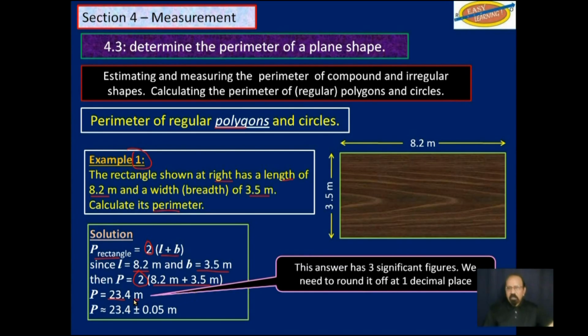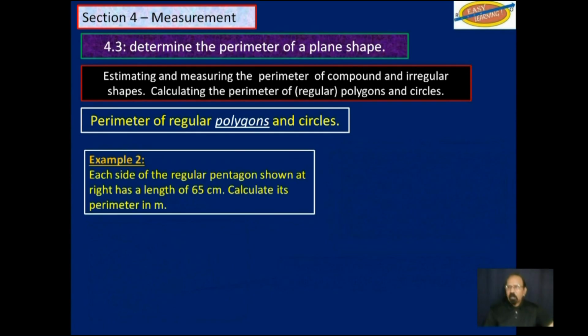Now, this answer has 3 significant figures. We need to round it off at 1 decimal place, which is the same thing in this case. So just to show that we are rounding off here, and that 4 is our uncertain digit, we add plus or minus 0.05 meter. Example 2.